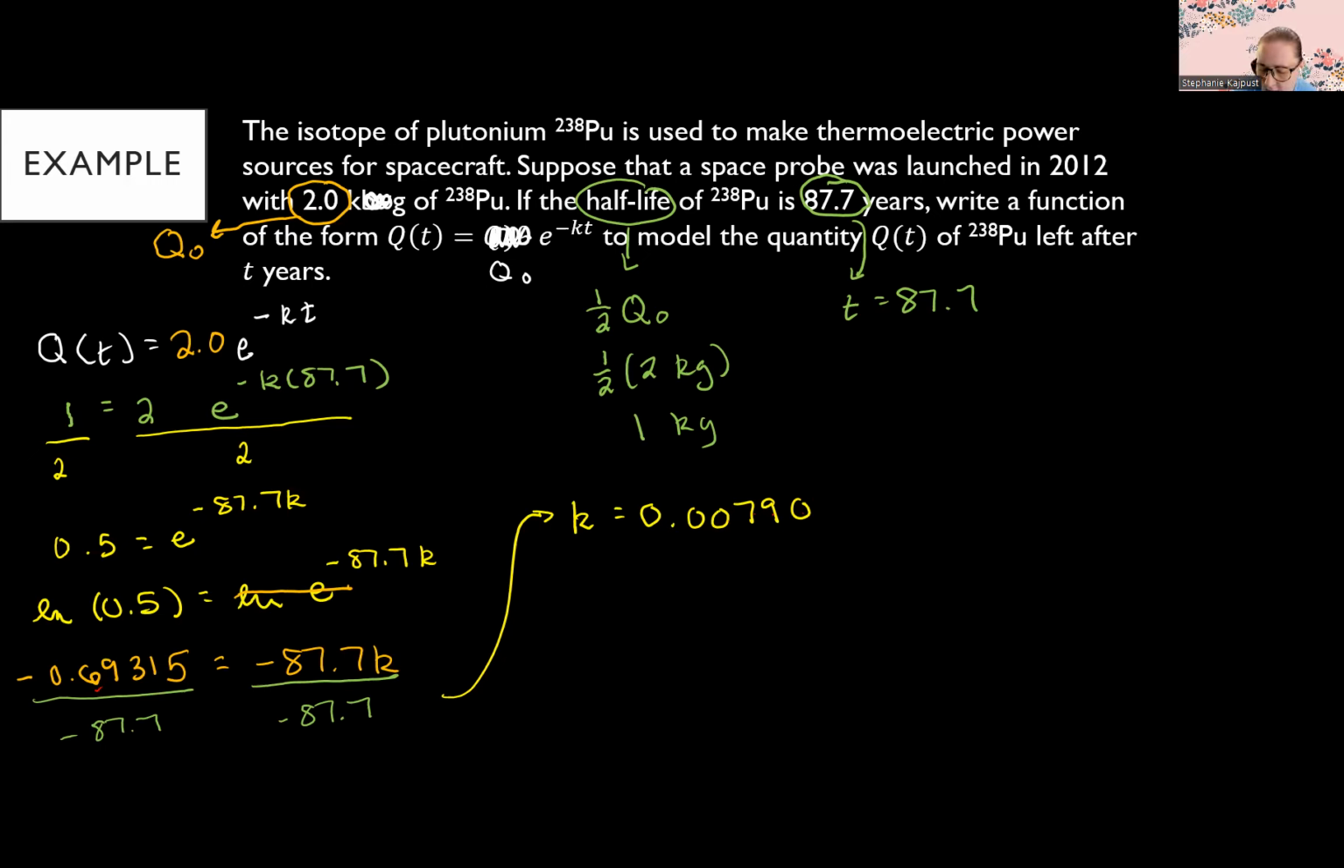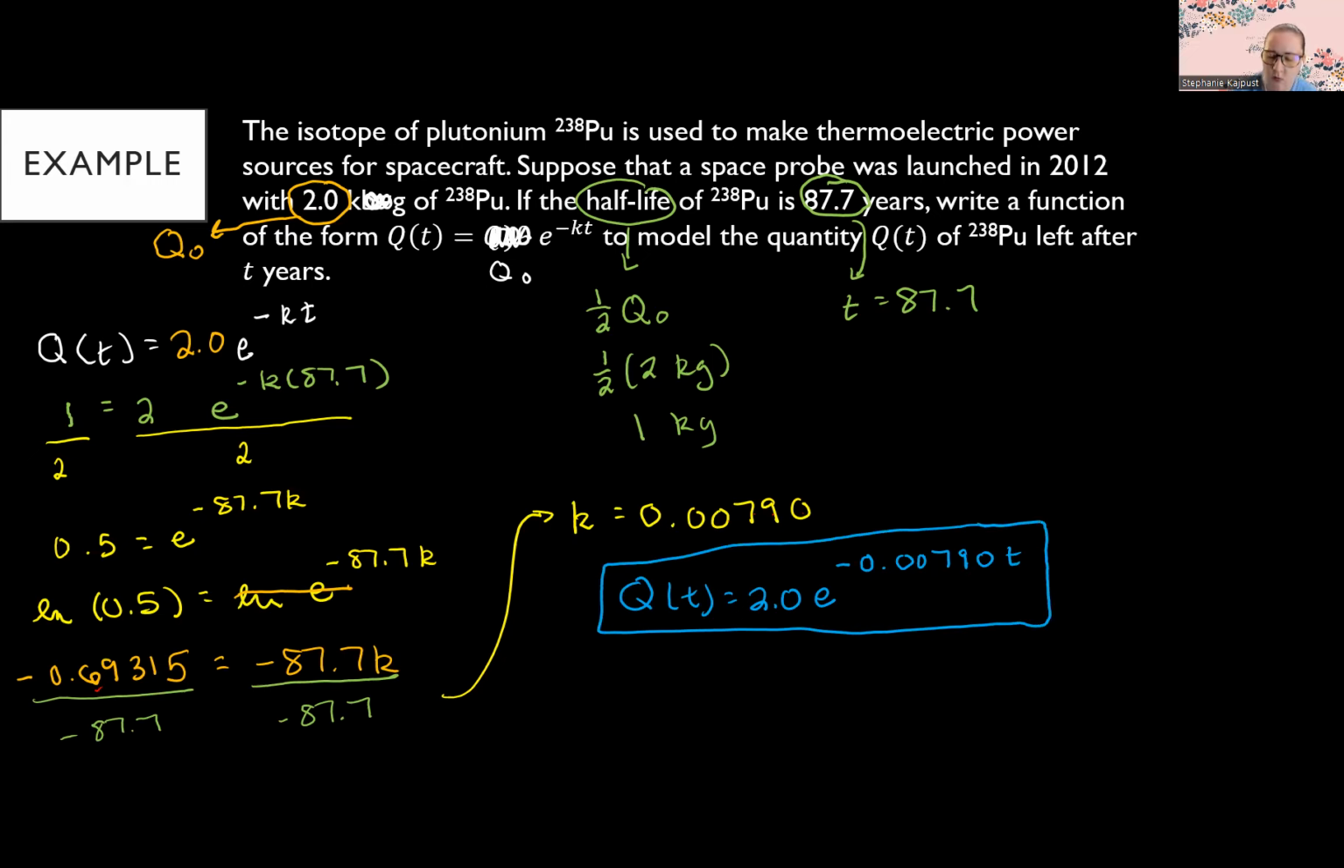So now we can go back and write our model. Q of t equals 2.0 e to the negative k, so negative 0.00790 t. And all it wants us to do is write the model, so we don't have to do anything with this. We just had to write that model. So we had to find k so that we could get that actual number there.